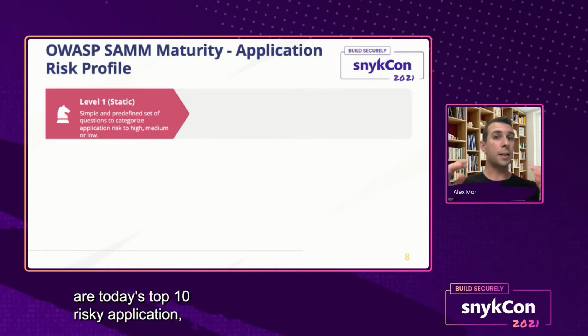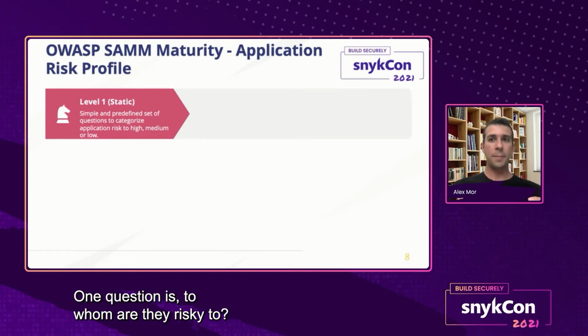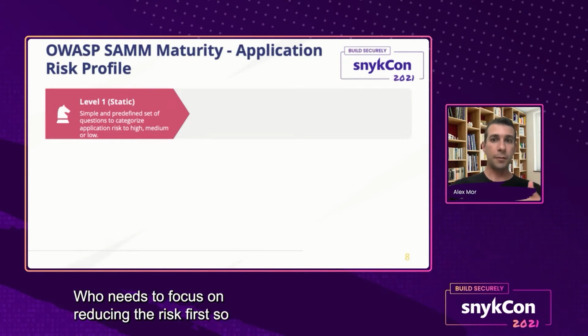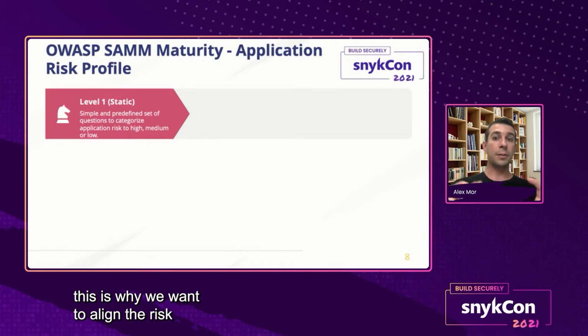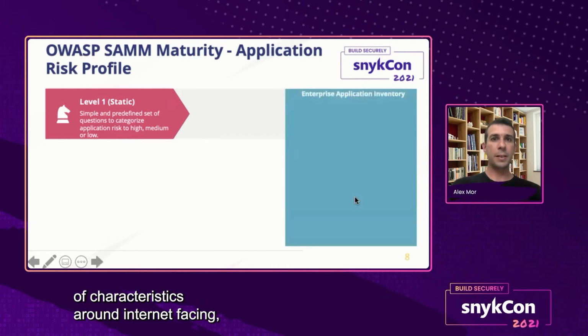Here are today's top 10 risky applications, but then there's one question: to whom are they risky? To the business, to the compliance team, to the application security team, who needs to focus on reducing the risk first? So this is why we want to align the risk classification with everyone, right? So we start with a very basic set of characteristics around internet facing.